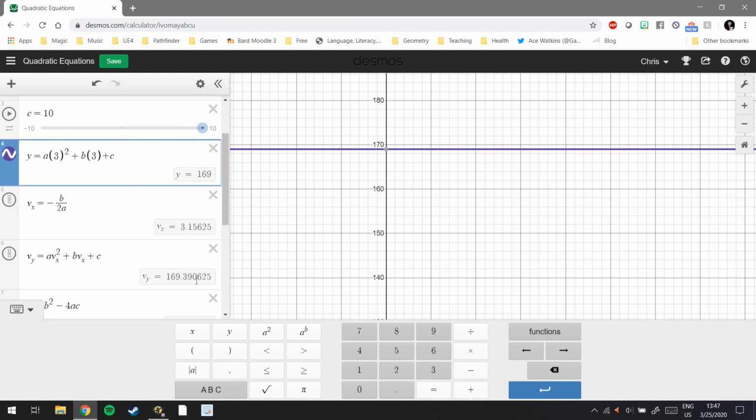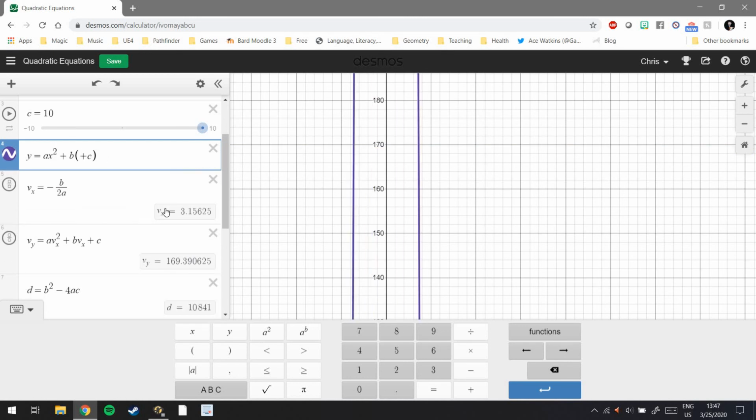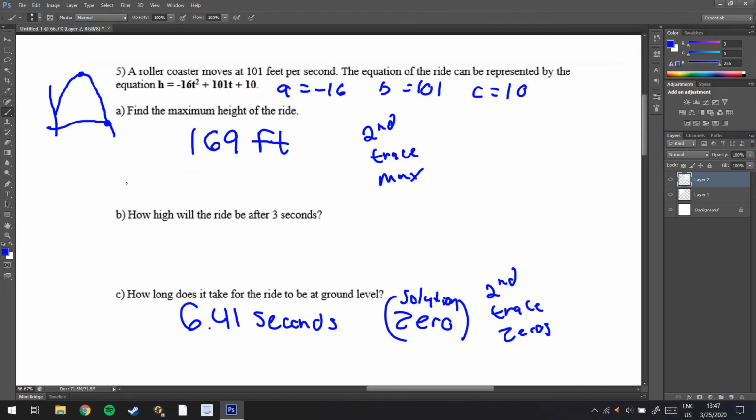Whereas before we had a little bit more. We had 169.4. I put these back to x's. So I'm going to change this one to be 169.4. And this one will be 169 feet.